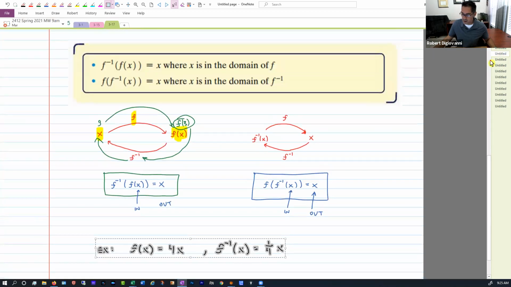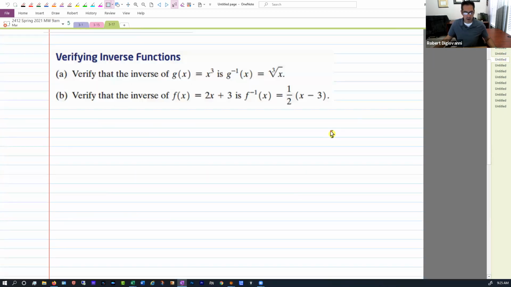What I'd like to do now is do a couple of examples, and the instructions here are to verify that these are inverse functions. So we're looking at two functions here. First one is g of x is x cubed, and the other one they're telling us is g inverse is the cube root of x. And they're telling us to verify that they're inverses. So the question becomes, how in the world do we verify that two functions are inverses of one another? So I'm going to tell you how we do it.